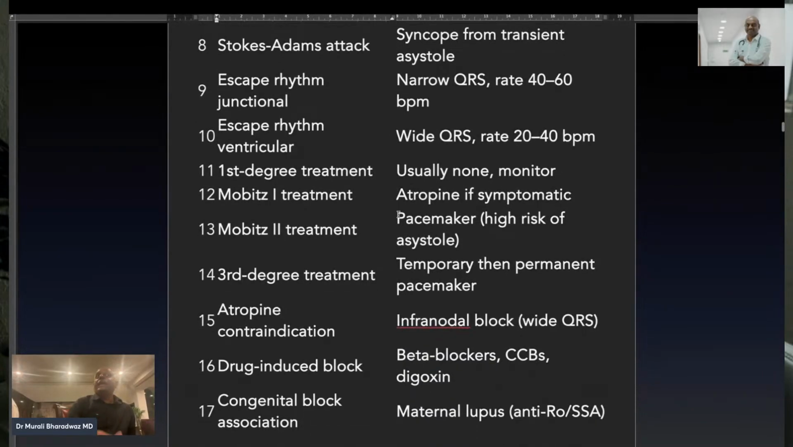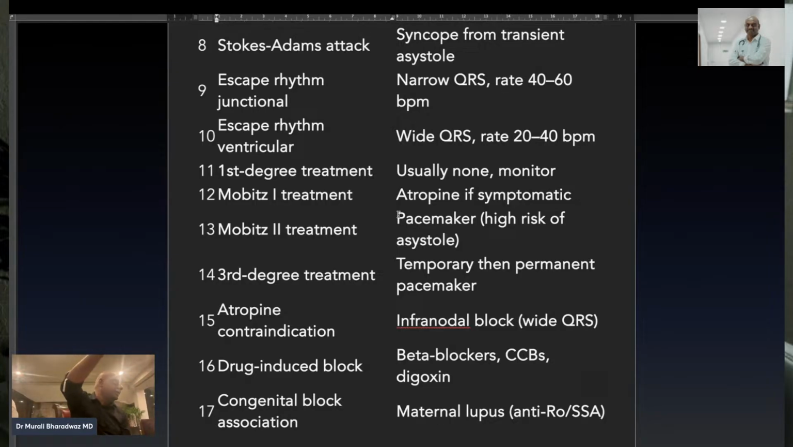Next comes escape rhythm. Whenever complete heart block is there, the ventricle will get its own pacing. So the escape can arise from the AV node itself, or below the AV node, infranodal or nodal. Once the AV node got blocked, the next pacemaker can take up in the node itself, and it will supply the ventricle forward.